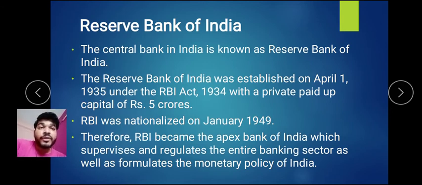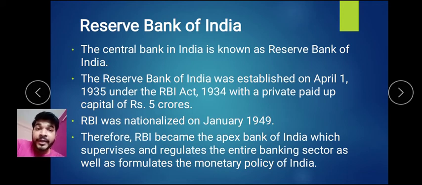What is actually the Reserve Bank of India? The Reserve Bank of India, known as RBI, is a central bank. It is the main bank of our country, where all the banks follow the rules and regulations of RBI. That's why it is known as the Apex Bank. Now, how was it made? It was established on 1st April 1935 under the RBI Act 1934.